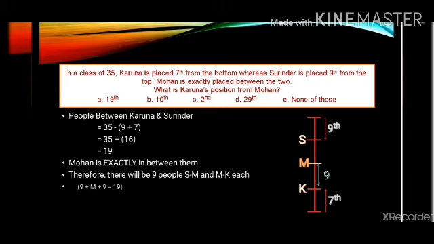What is Karuna's position from Mohan? It will be 10th, because 9 people are there, so their position will be 10th. Position is always one more than the number of people that are there between them.